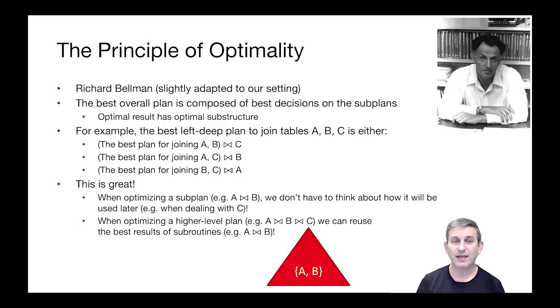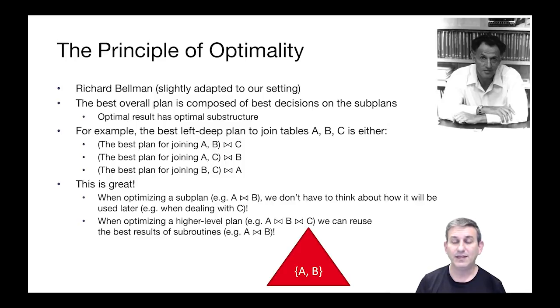So specifically in our case, the best left deep plan to join tables A, B, and C is either the best plan for joining AB, joined to C, or the best plan for joining AC, joined to B, or the best plan for joining BC to A. All right, because this principle of optimality says that however we're going to build up the left-hand side of the tree, it's going to be a best plan for some subset of size 2.